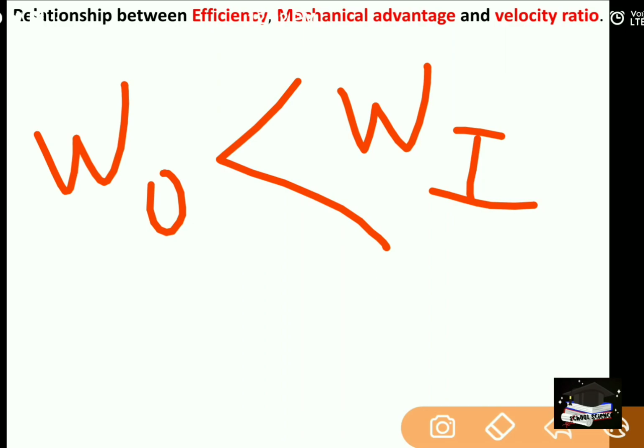This is a most common question from this section. The question will come like this: is it possible that all the input energy is converted into output energy? No. In another form they can ask: is a machine with 100% efficiency possible? No, a machine with 100% efficiency is not possible because some of the energy is lost in the form of heat because of friction of the machine and because of the weight.